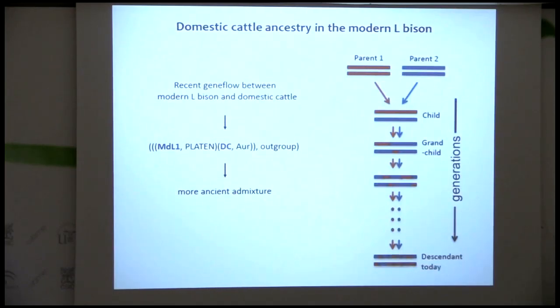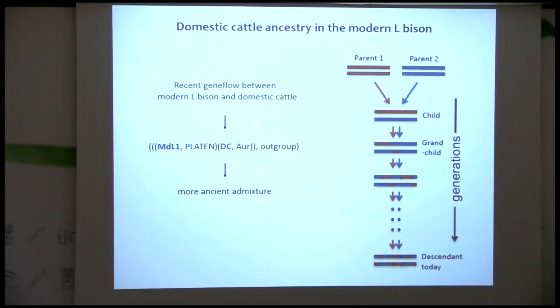And finally, we investigated evidence of domestic cattle ancestry in the modern lowland bison. Modern bison appeared to be more admixed with domestic cattle than founders. So we tested the possibility of recent gene flow between modern bison and domestic cattle. As you know, recent gene flow results in large contiguous genomic blocks derived from admixture in the genome of the recipients, and these blocks are gradually broken up by recombination. So in the case of recent gene flow between modern bison and domestic cattle, we expected to see large cattle admixed genomic blocks in the genome of modern bison.